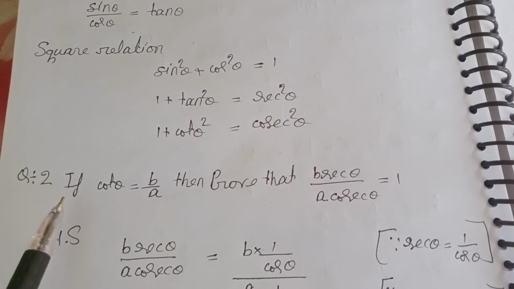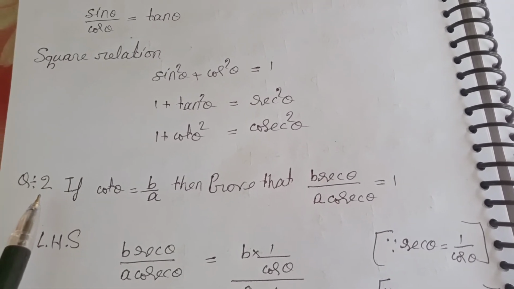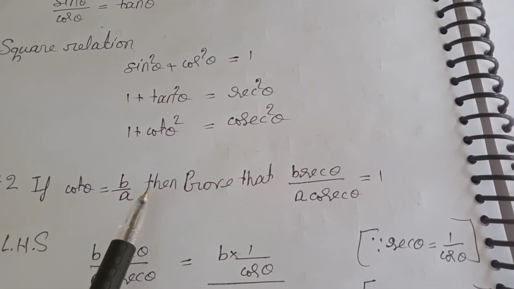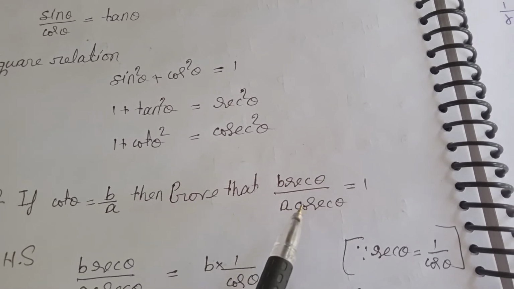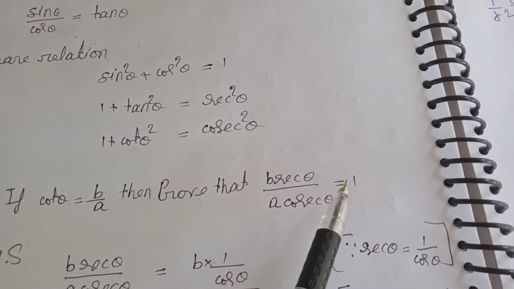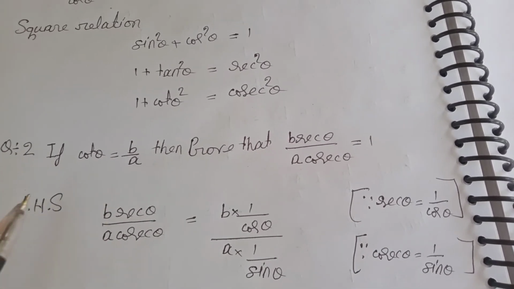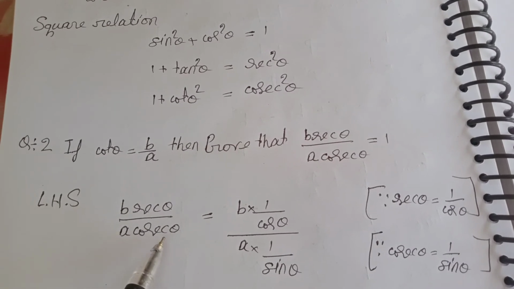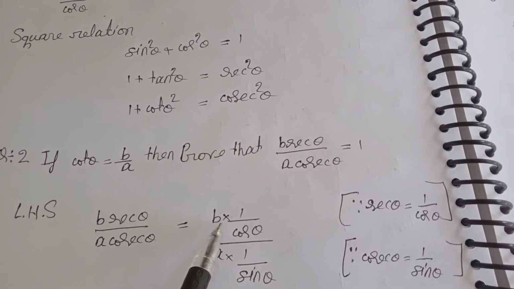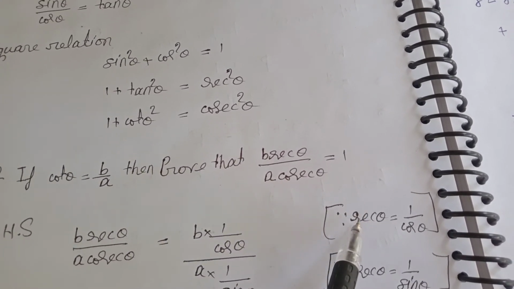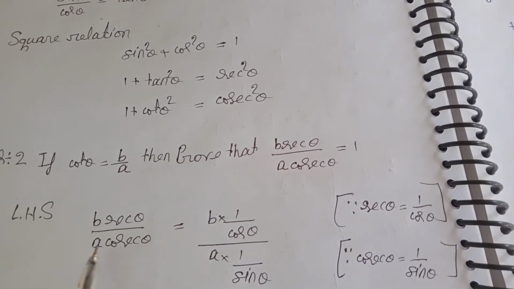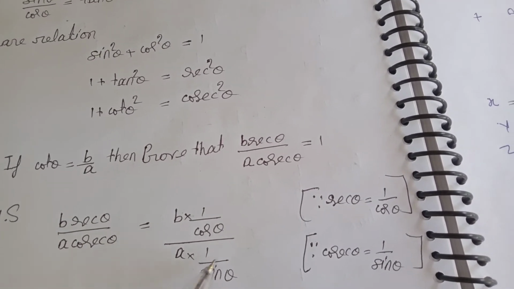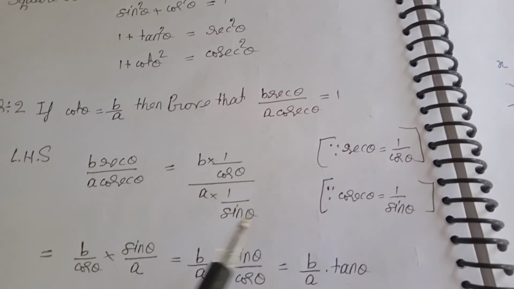Now a new question, question number two: if cot theta equals b by a, then prove that b sec theta divided by a cosec theta equals 1. LHS: b sec theta divided by a cosec theta equals b into 1 by cos theta, since sec theta equals 1 by cos theta, and for a cosec theta we can write 1 upon sin theta, since cosec theta equals 1 upon sin theta.